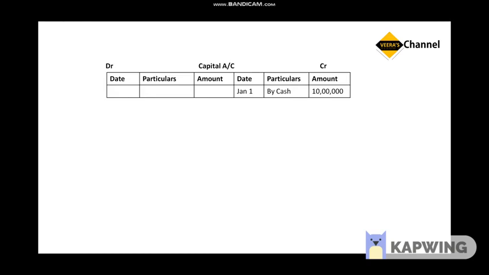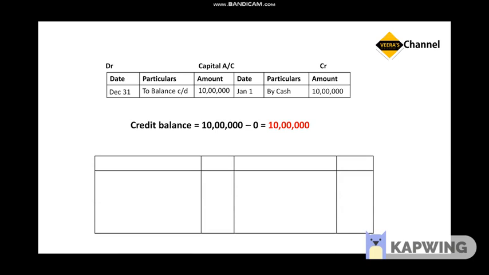Similarly, we will do balancing for the capital account from our example. We already know our capital account has a credit balance of 10 lakhs. To balance the account at the end of the accounting period, that is on December 31st, we post the transaction as "to balance carried down" for the amount of 10 lakhs on the debit side of the capital account. Now we see both sides' amounts for the capital account are balanced. For the next year, we open new books with the transaction "by balance brought down" on the credit side of the capital account. So this is how the balancing of accounts is done for every accounting period.